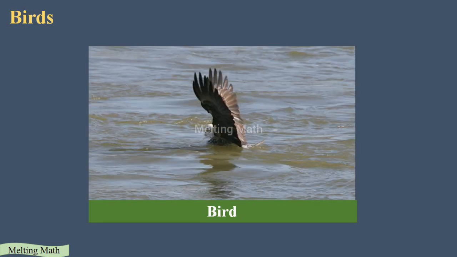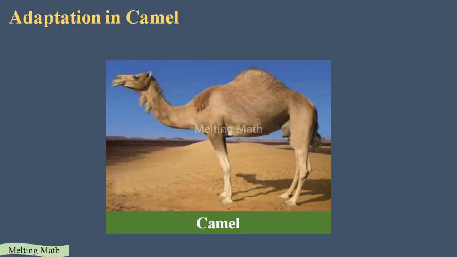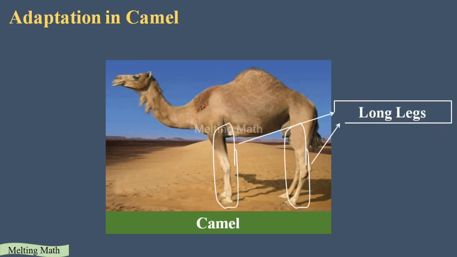Next we are going to see about adaptation in camel. Everybody knows camels. What is the habitat of camel? It's a desert. Desert is a hot climate. For living in such a climate, camel needs some special organs, and it also has special organs. Let's discuss about it. First, camel has long legs. This long leg helps the camel to keep its body away from the hot sand in the desert.